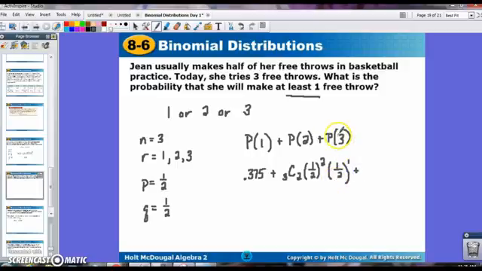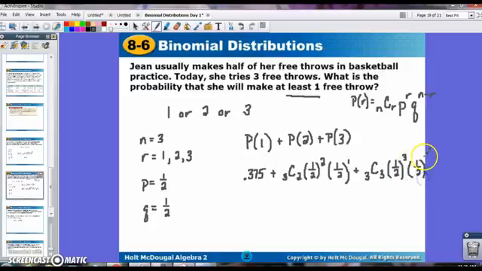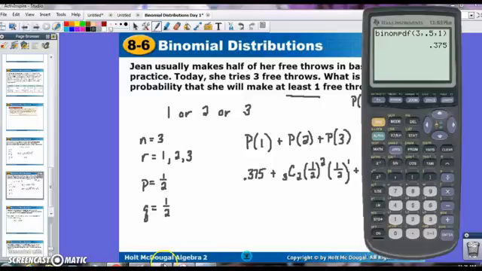Okay, and then we have to do the same thing for the probability of exactly 3. So in this case, it's 3C3. Remember the formula for P of R is NCR. And then it's P, the probability of success to the number of successes times the probability of failure to the number of failures. That's n minus R there. It's just the number of failures. Okay, so for probability of exactly 3, we have 3C3. Our probability of success is 1/2 to the third, our probability of failure is 1/2 to the 0.